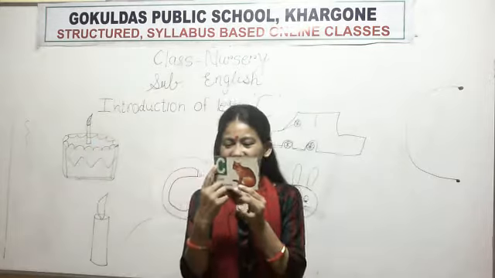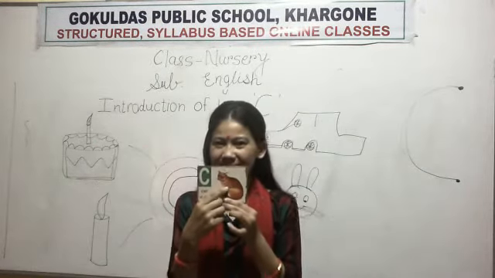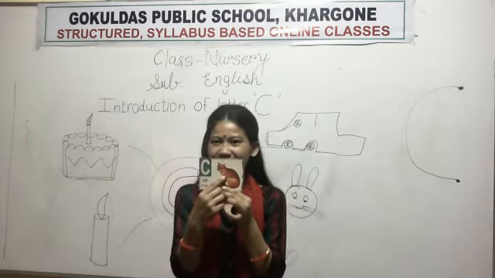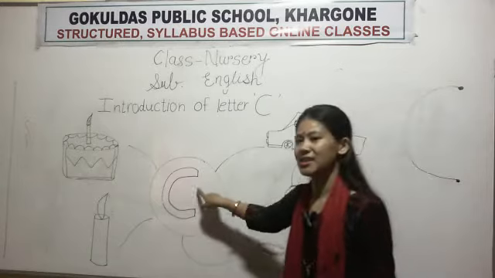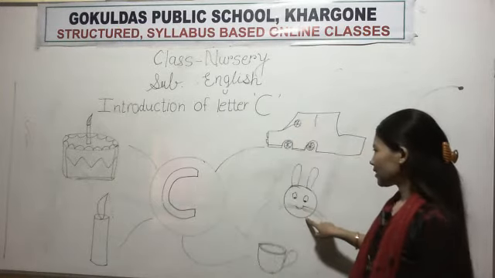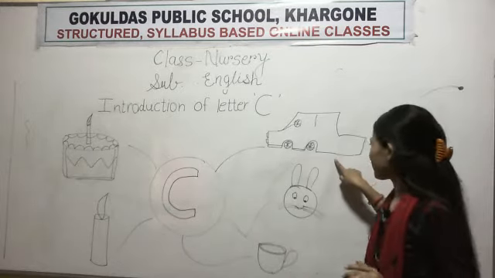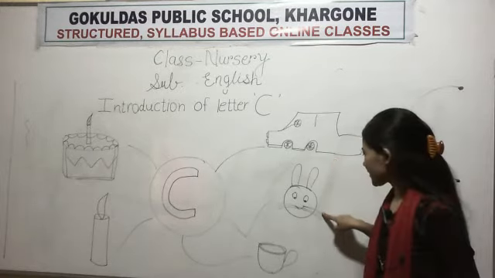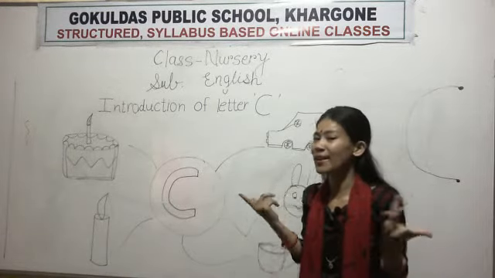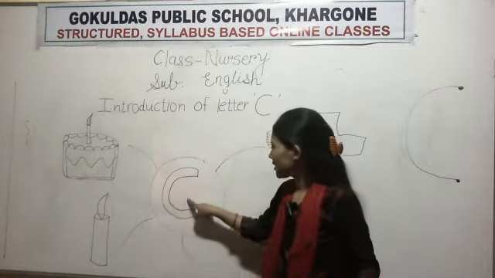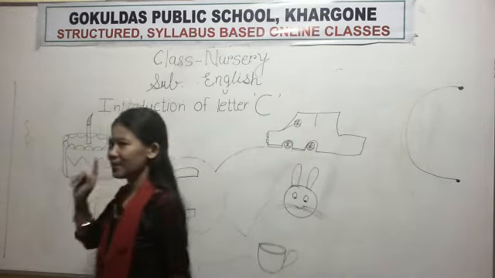Meow. C for cat. What is this? Cat. C for cat. Now C for cake. Where is the cake? Is this cake? No. Is this cake? No. Then where is the cake? Here. C for cake.